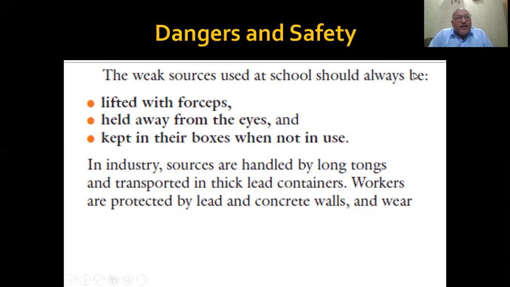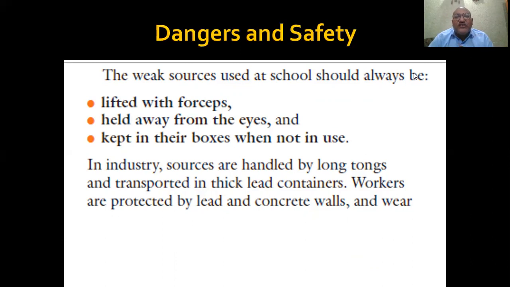Okay, the weak sources used at school should also be handled carefully, and this is a safety measure. It's a very important safety measure because in your paper, sometimes this comes for 1 mark, sometimes for 2 marks. They ask you what the safety measures against radioactive materials are. Because if you are in a school, a college or a university and you are working with radioactive materials, what safety measures can you take?